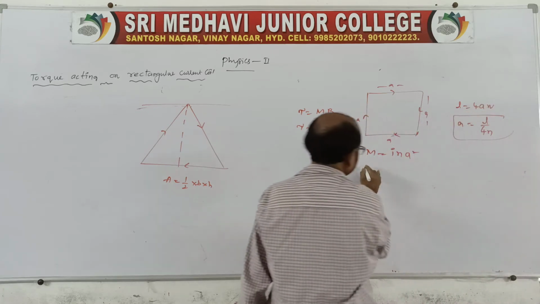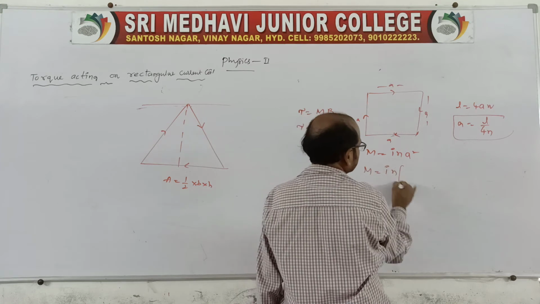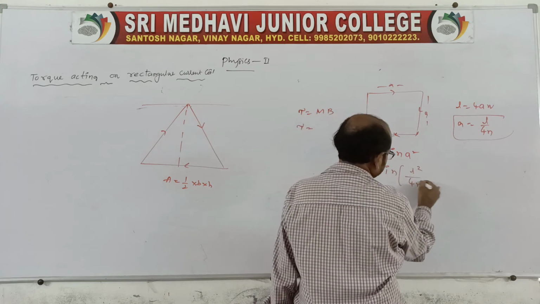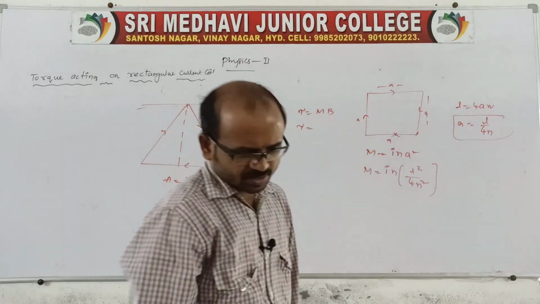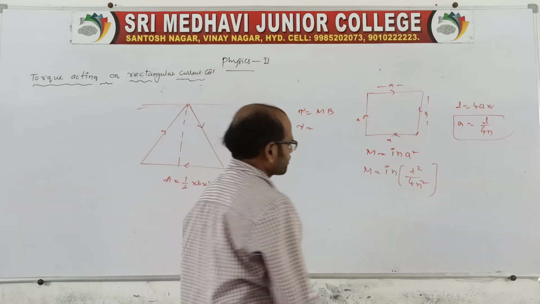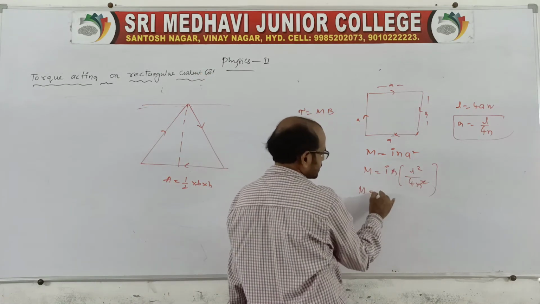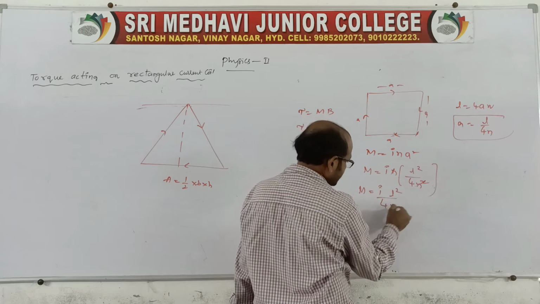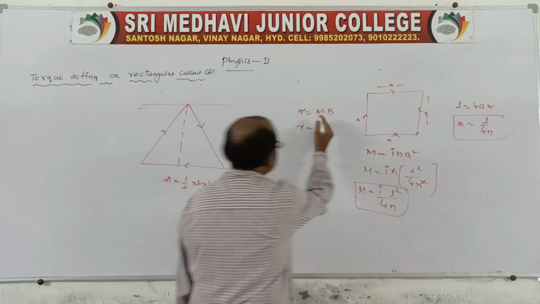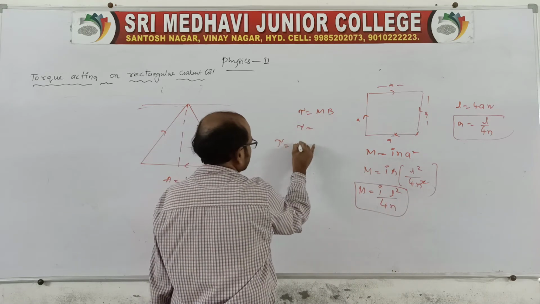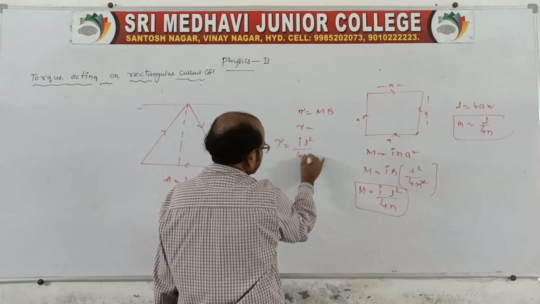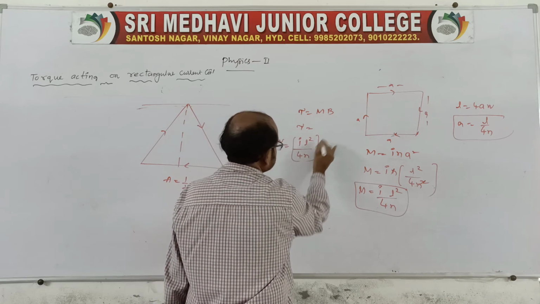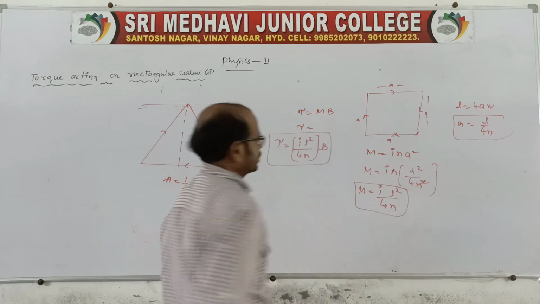Here you write capital M is equal to N I into L square by 4N square, because which contains N number of turns, no? Better you cancel one N. Yes, capital M is equal to I L square by 4N, the magnetic moment. Now come torque is equal to capital M, I L square by 4N into B. So like this way we have to do the problem.